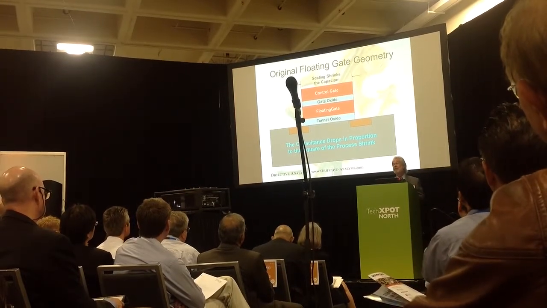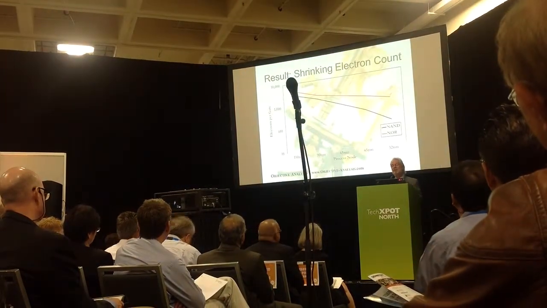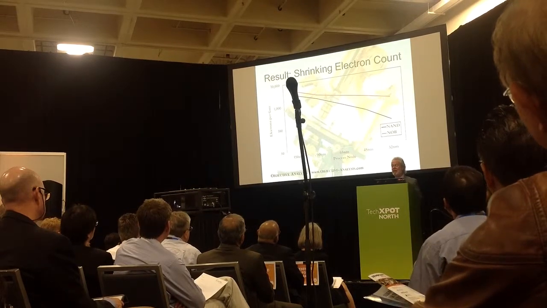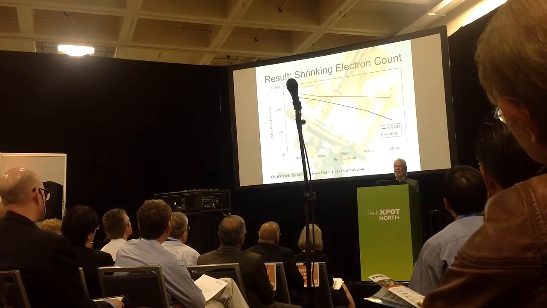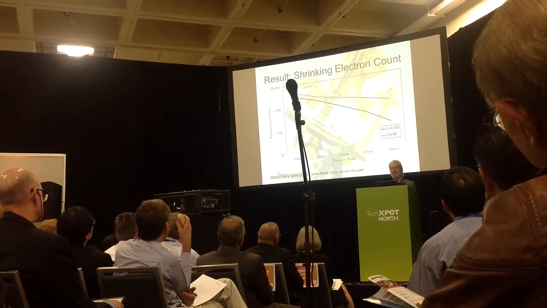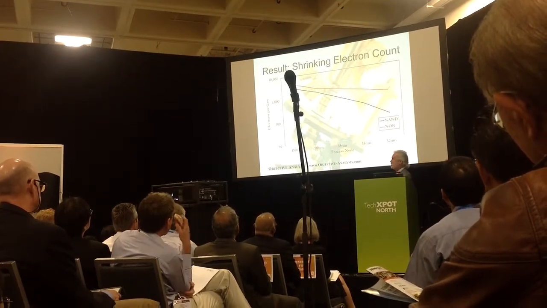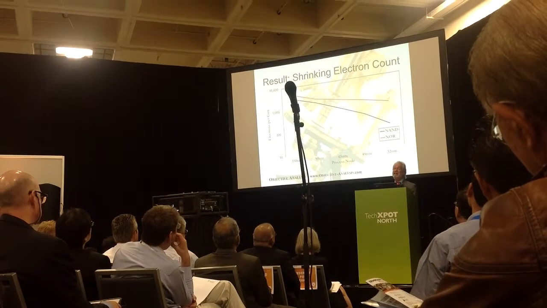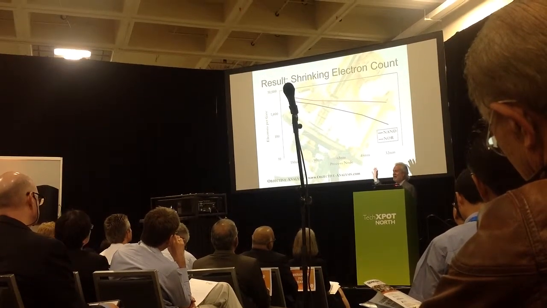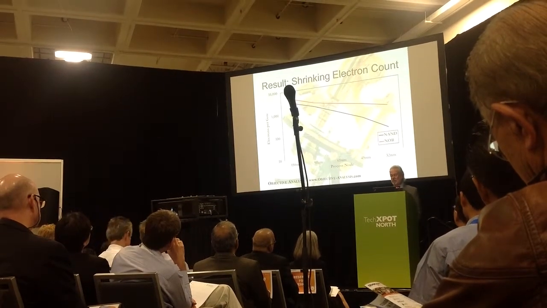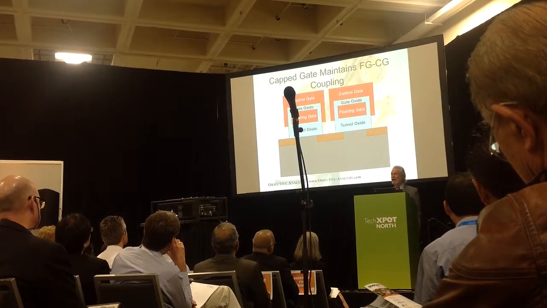The result of that is you have a shrinking electron count. This is actually a very old slide, something from Intel when they were talking about NOR flash about 5 years ago. It only goes up to 32 nanometers. A lot of advances have been made since then to actually take this NAND line and bump it up, including the capped cell structure, which is what I'm going to show here.